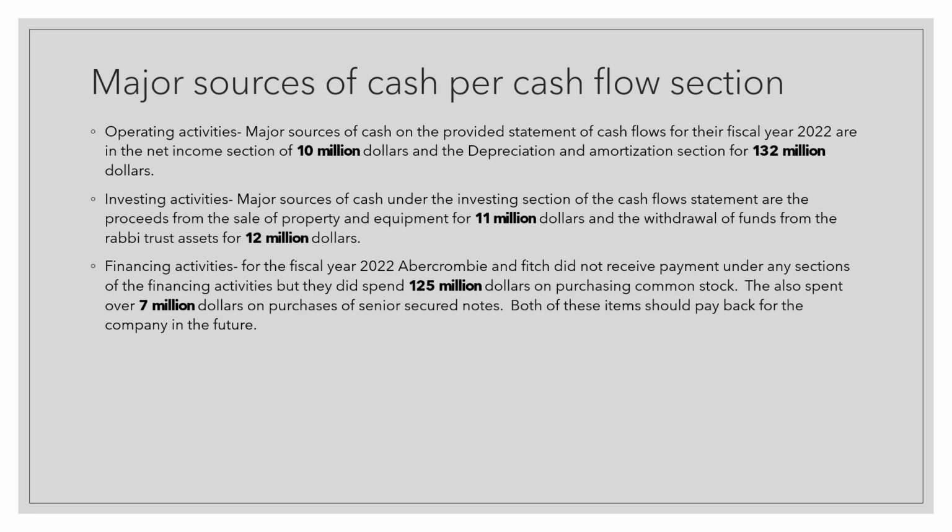Financing activities for the fiscal year 2022: Abercrombie and Fitch did not receive payment under any sections of the financing activities, but they did spend $125 million in purchasing common stock, and they spent $7 million on purchases of senior secured notes, which we're going to go over a little more in later slides.